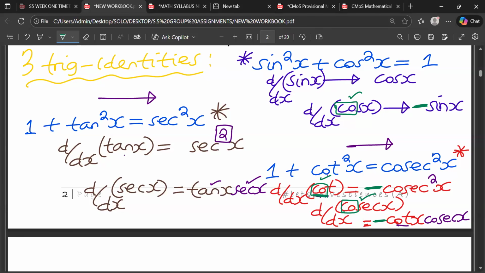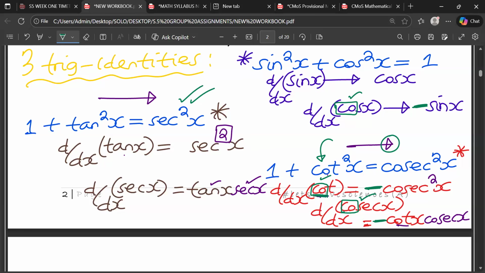Tan just becomes sec squared. But as you're reversing, sec squared must come back along with the tan. I went to the third, the direction. If I'm differentiating cot alone, it becomes cosec squared. If I'm reversing, the cosec must come back, but it must come along with the cot.